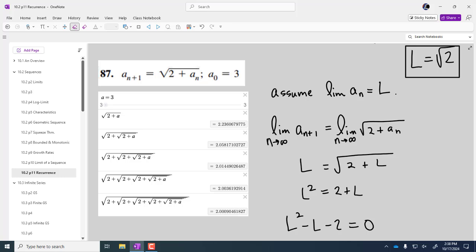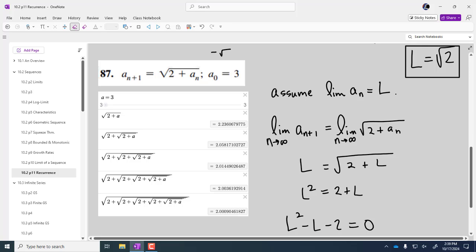So why wouldn't it be the negative 1 at the end? Because the terms are all positive. But if you plug in the negative 1, wouldn't it equal? So this symbol right here means positive square root. That's the principal square root. If you want a negative square root, you have to put the negative in front of it. If you see this symbol, it always means the positive square root.